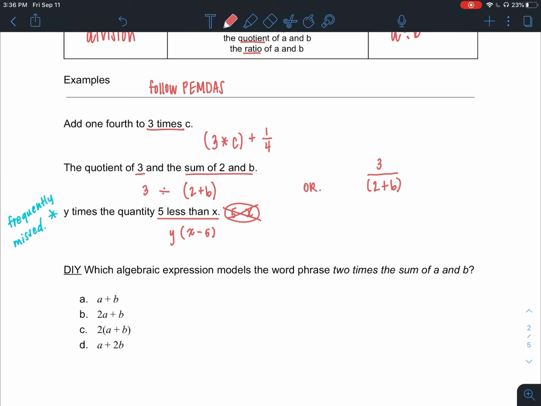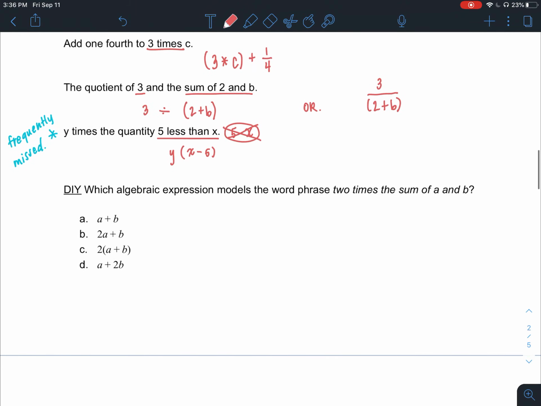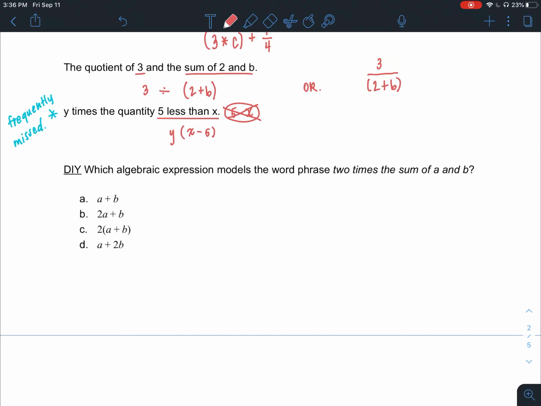Do this next one on your own. It says, which algebraic expression models the word phrase 2 times the sum of a and b? So here's our sum of a and b. We want 2 times that. So we're looking for the answer that's 2 times the quantity a plus b, and that is C.